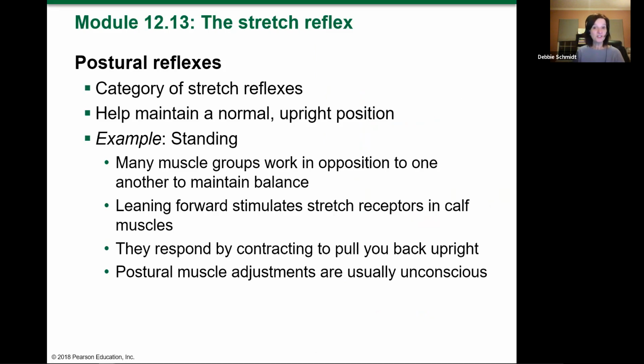All right, postural reflexes. These are a kind of stretch reflex. These happen all the time. These can help keep you in an upright position. These are muscle groups working against each other, basically in opposition, in order to keep you balanced. If you start to lean forward on your toes, automatically your calf muscles are going to tighten up in order to keep you from falling forward, okay?